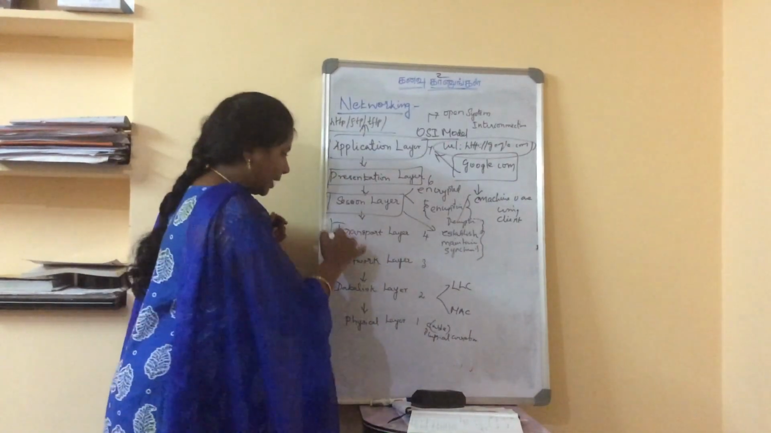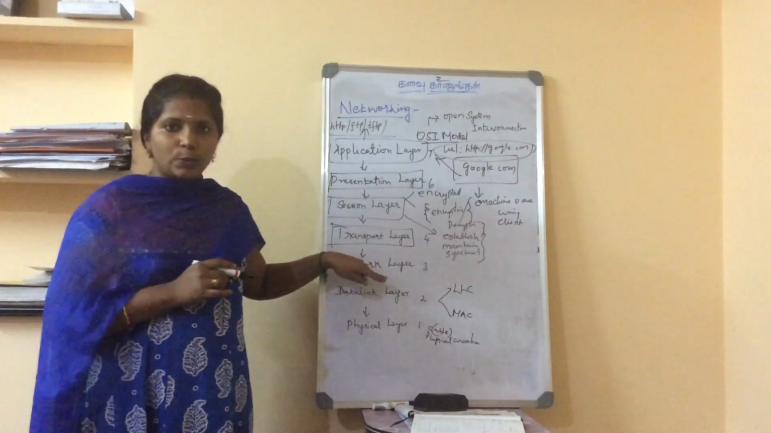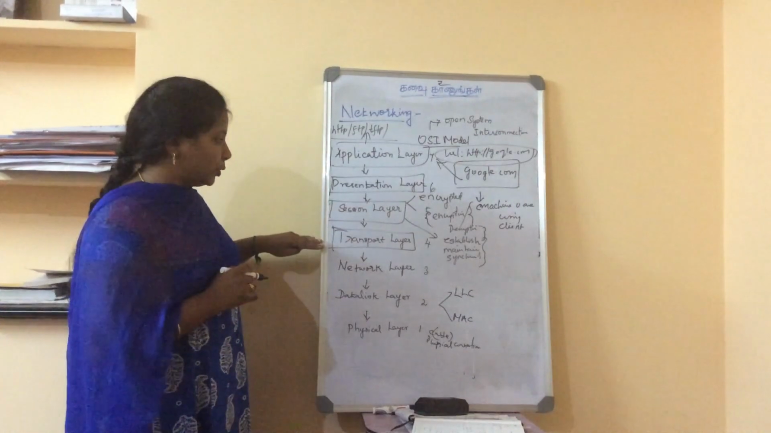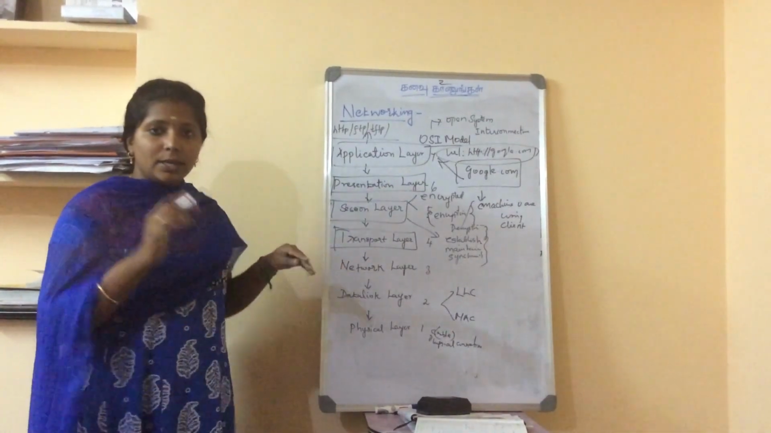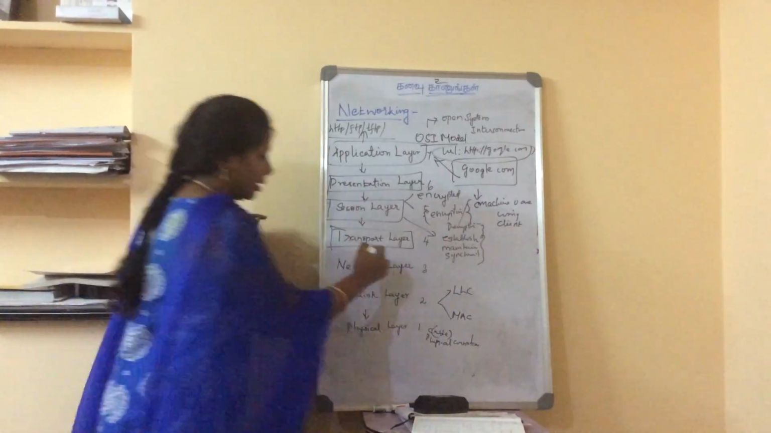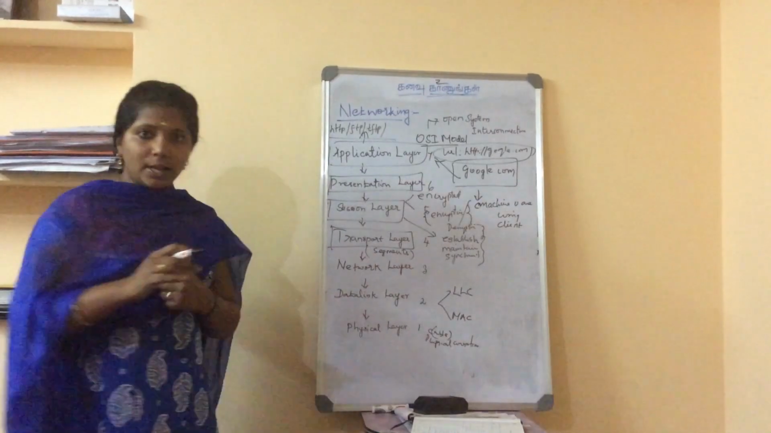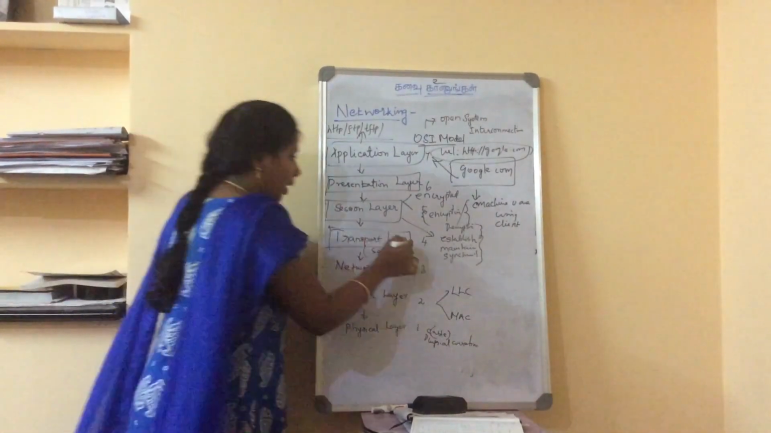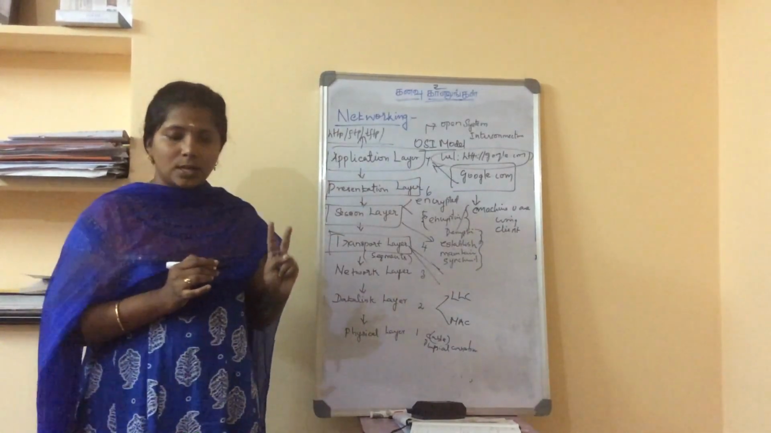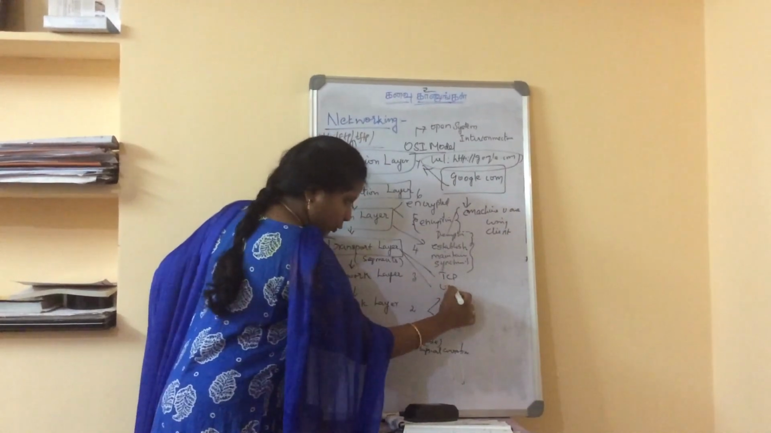Once the packet has been divided, it will go to the transport layer. Here the packet will be moved as segments. This is also a question that can be asked. And this transport layer has two protocols. One is TCP, another one is UDP.